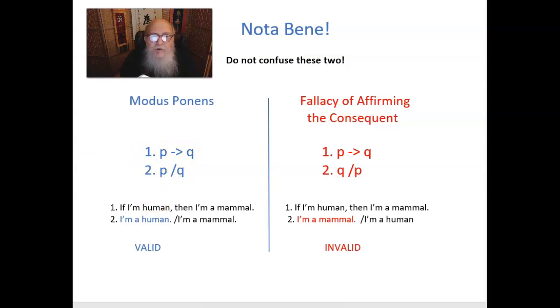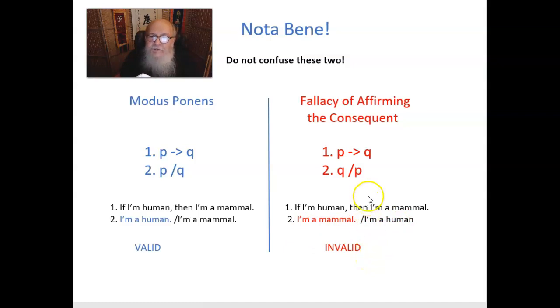If I'm human, then I'm a mammal. I'm a human, so I'm a mammal. That's valid. Consider this. If P, then Q, Q, therefore P. If I'm a human, then I'm a mammal. I'm a mammal, therefore I'm a human. Well, that's invalid.